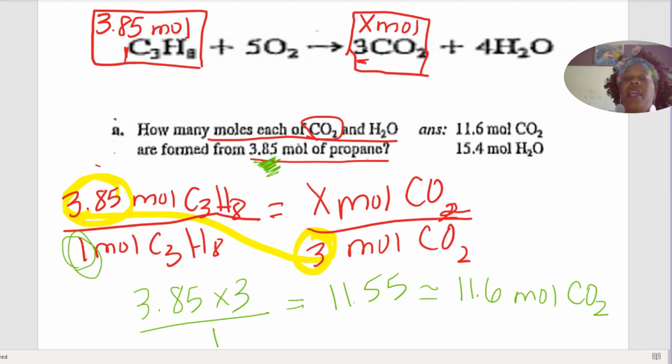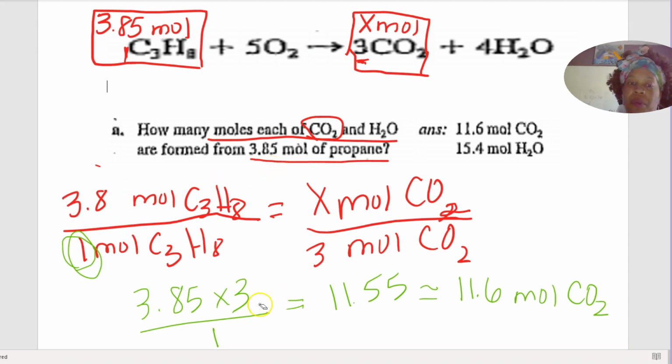And if you need to see anything replayed, you know what you need to do? Pause the video, rewind. Don't overthink it, okay? Now, I'm going to erase part of what I had from the previous part of the problem so you can see what we're working with, okay? Again, this ain't hard, y'all. Don't overthink it.